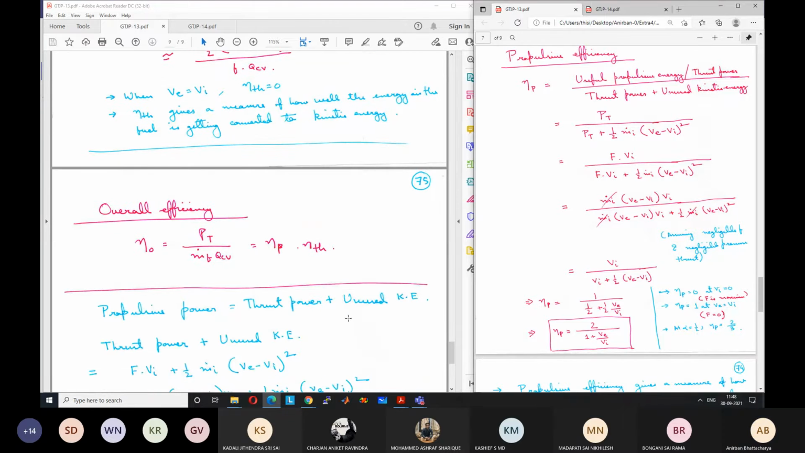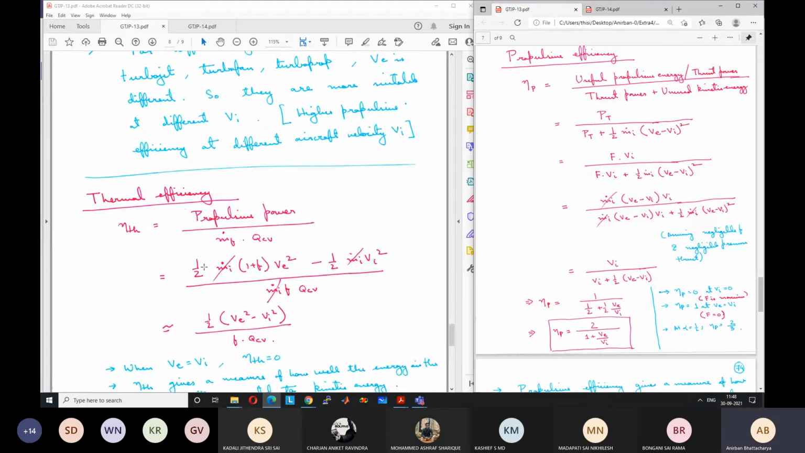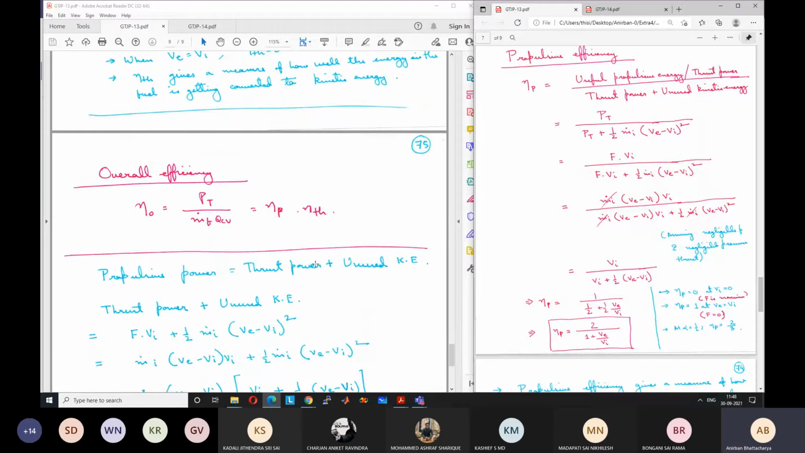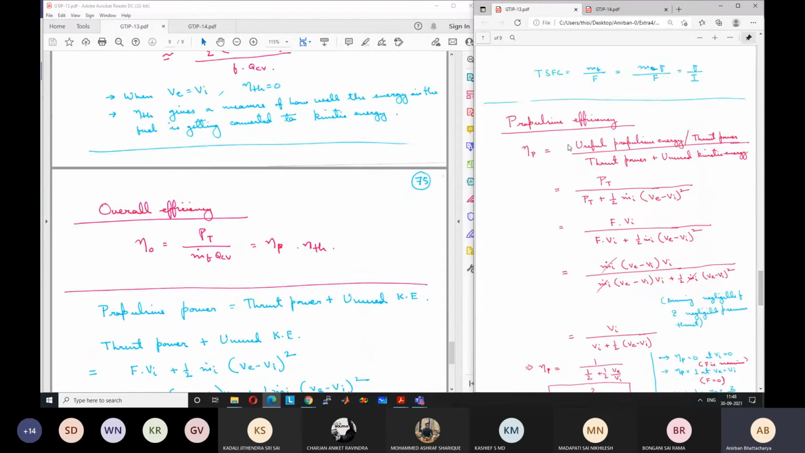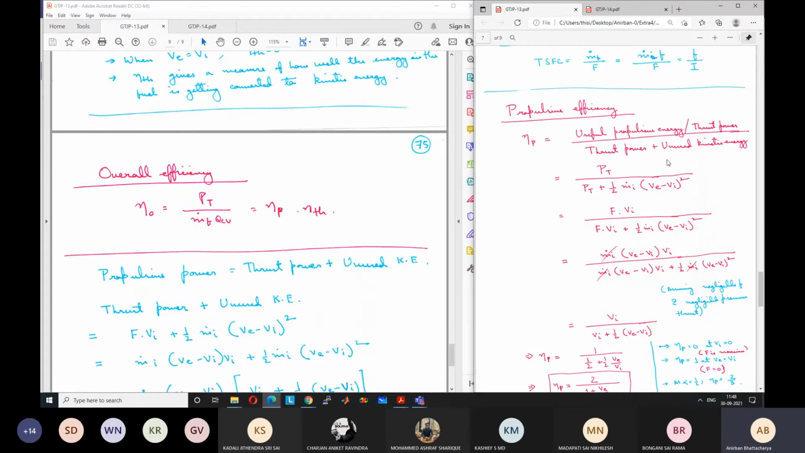So this propulsive power, which is the change in kinetic energy that is occurring in the engine, is equal to the thrust power plus the unused kinetic energy. Whatever was the denominator in this case is actually the energy being generated by the engine. Only part of it was being used up as thrust power, and the rest of it is getting lost to the atmosphere.